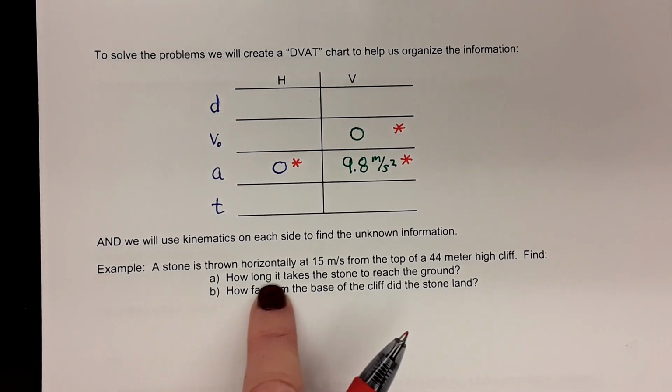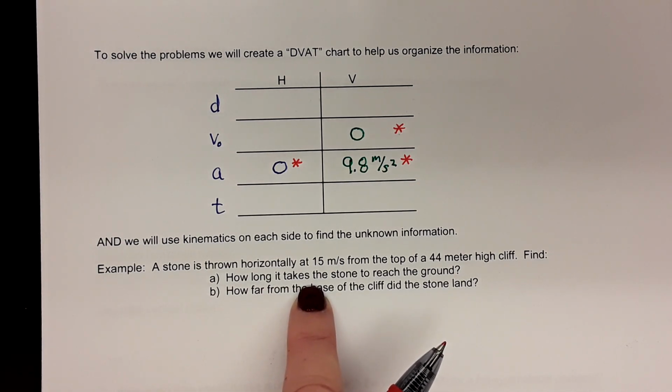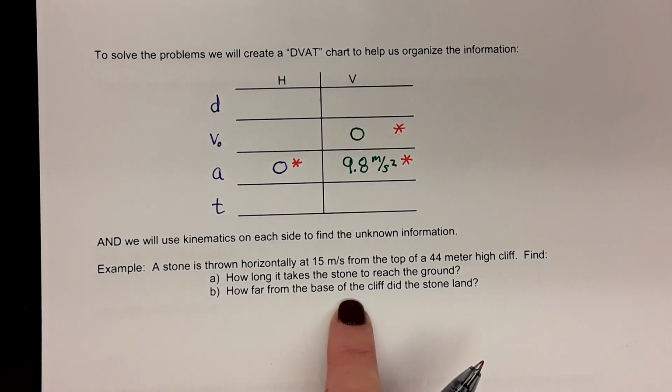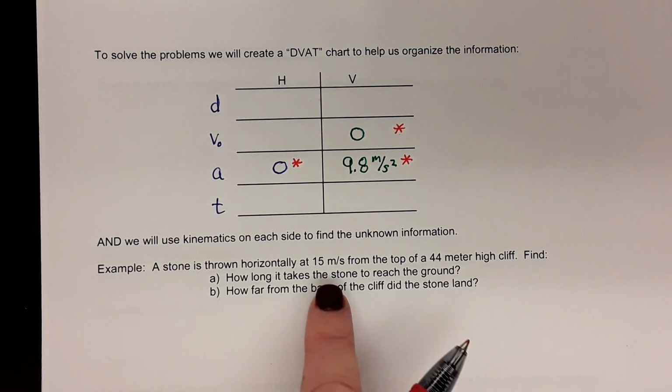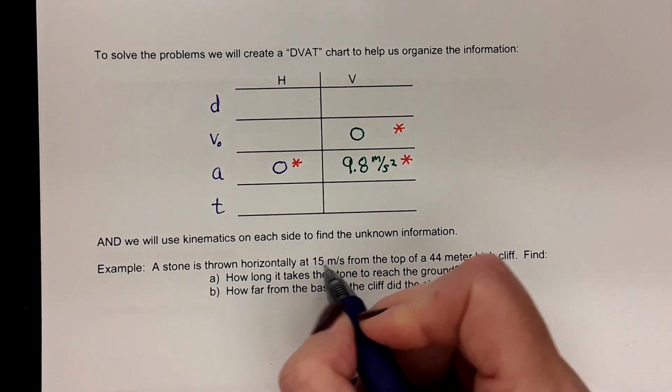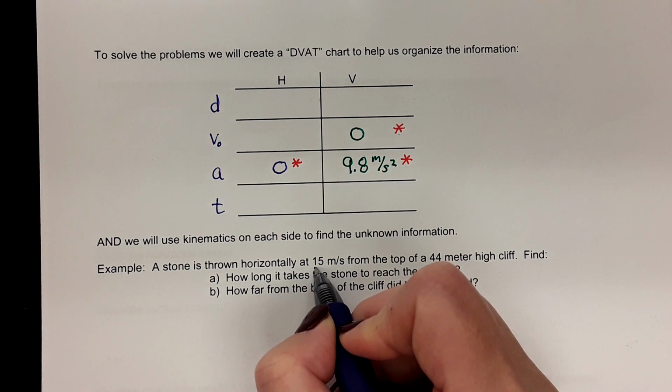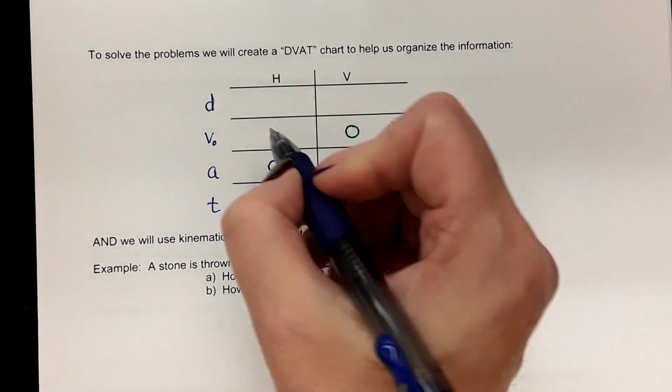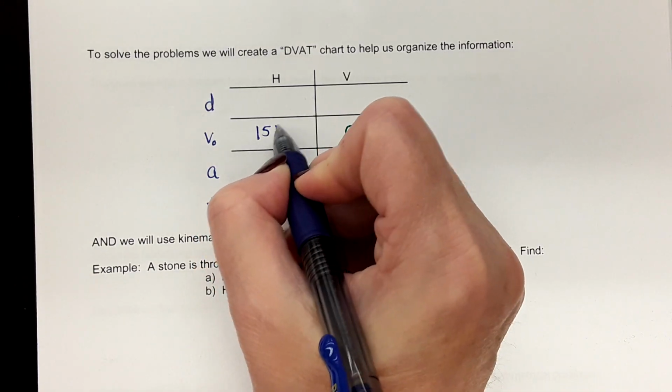We want to find two things. How long does it take the stone to reach the ground, and how far from the base of the cliff did the stone land? Now, let's follow our process. Identify any numerical information given. Well, look, it says it's thrown horizontally at 15 meters per second. So this is the horizontal initial velocity. So we put it right here.